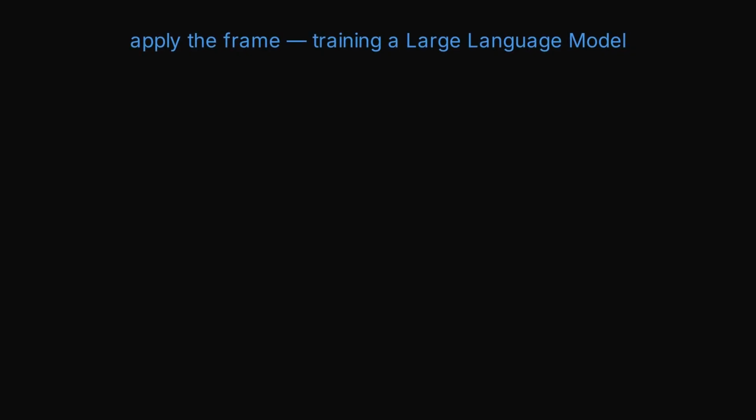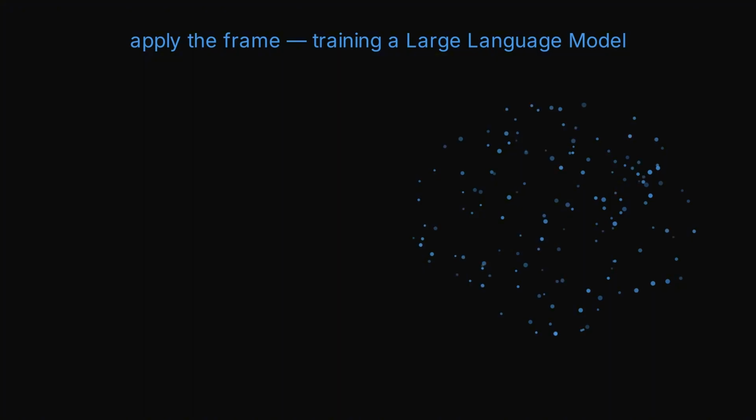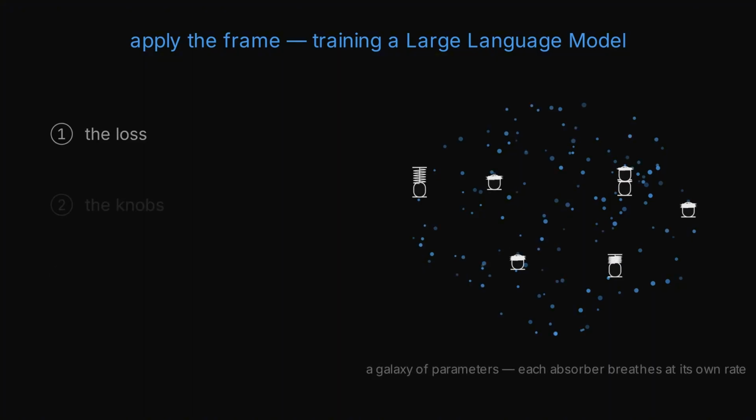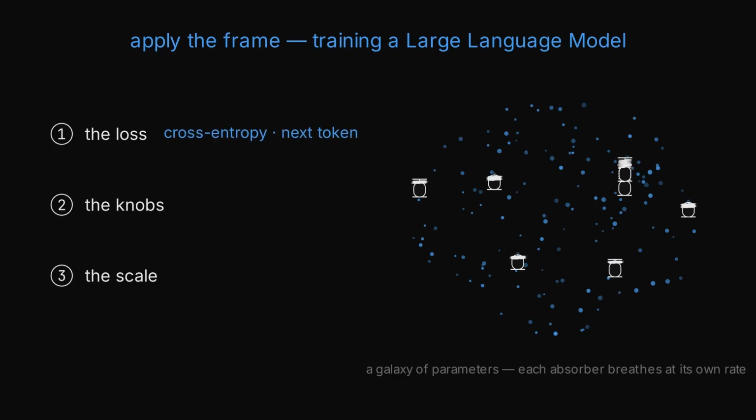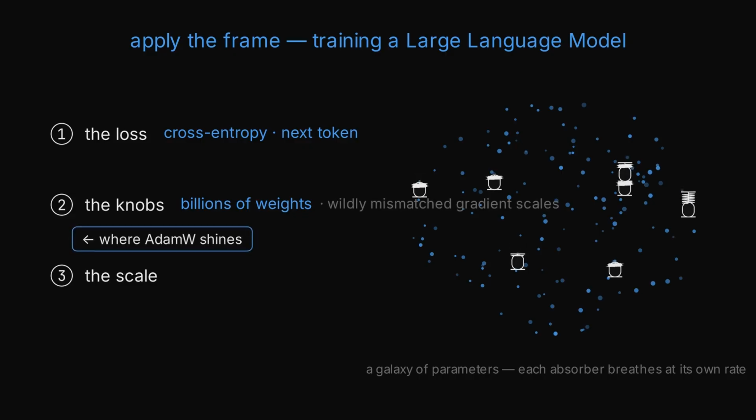Now apply the 3-question frame to 2 flagship settings. First, training a large language model, the setting that deserves the most screen time. 1. The error is cross-entropy for predicting the next token. 2. What's tuned is billions of weights on wildly mismatched gradient scales, exactly where AdamW shines. 3. The scale is billions of parameters, thousands of GPUs, weeks of wall clock time.